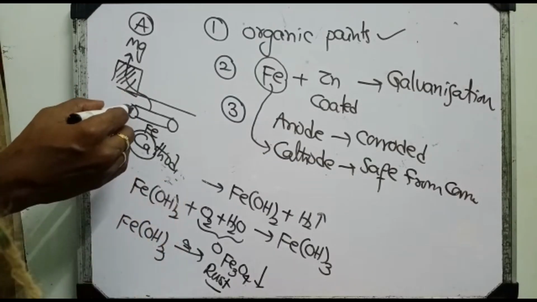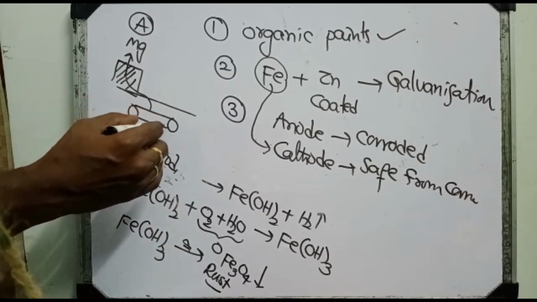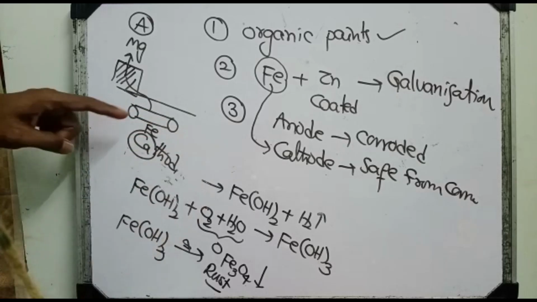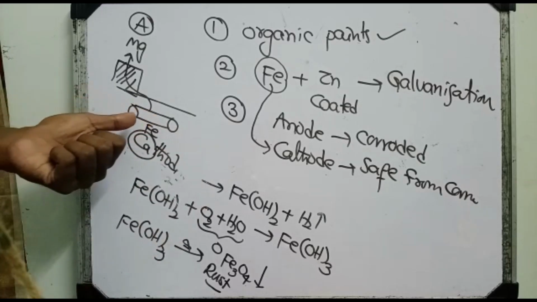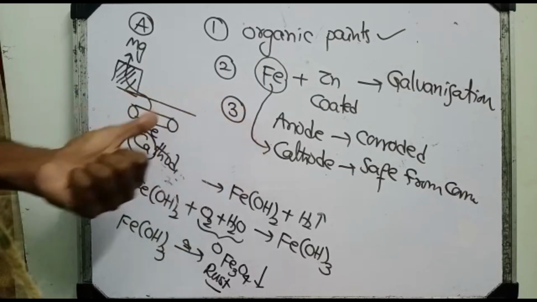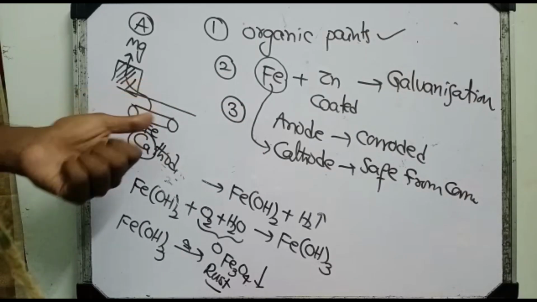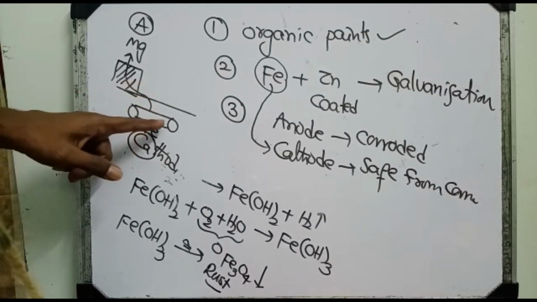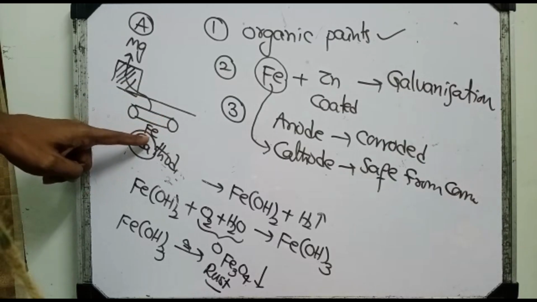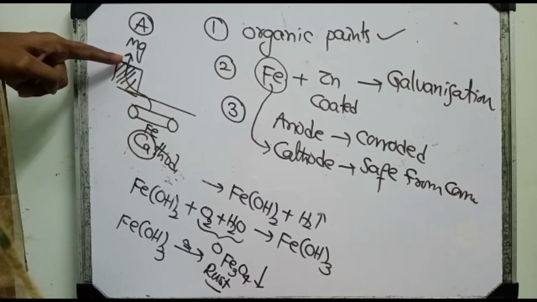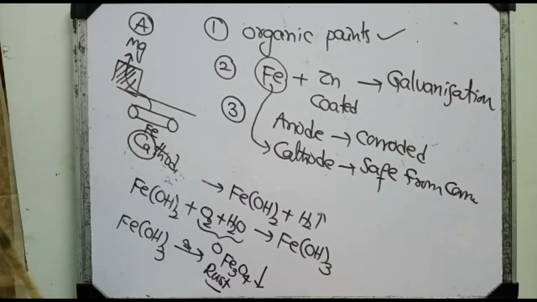Nowadays water pipelines are also coated with cement. That is somewhat useful against corrosion. But the better one, when the pipeline is very important, you must connect it with a magnesium pit. Then it will be on the safe side.